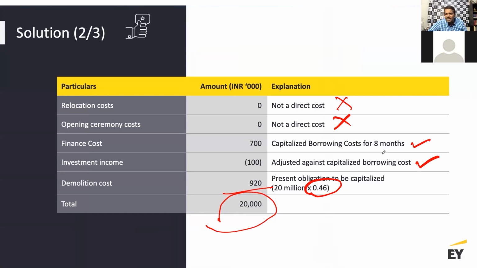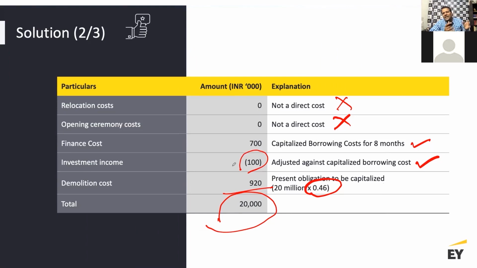Now why is interest capitalized for 8 months here? The money was borrowed on 1st of April, right? So April, May, June, July, August, September, October, November. The construction was completed on 30th of November, right? So for 8 months, and then I'm going to adjust this 100, which I generated.